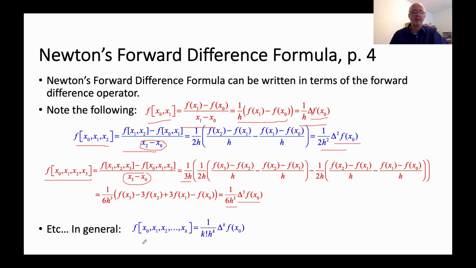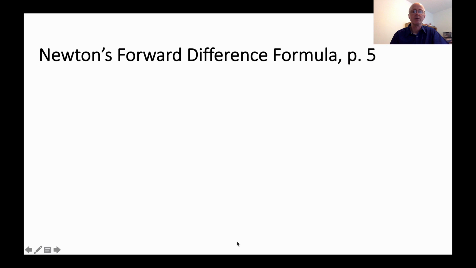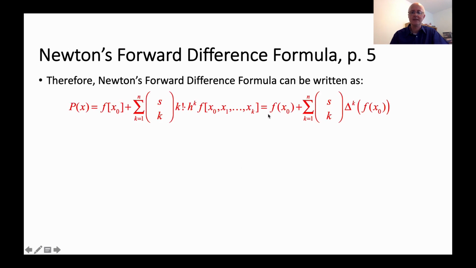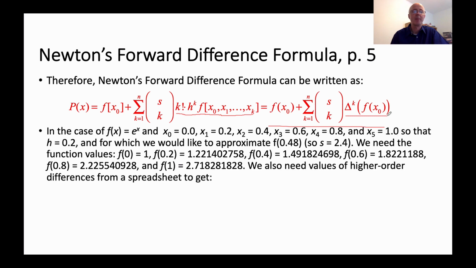In general, you can write this. And the way we're going to use this actually is to multiply both sides of it by k factorial and h to the k. And that's going to allow us to rewrite Newton's forward difference formula like this over here. Because I can replace k factorial times h to the k times this divided difference with delta to the k of f of x0. Okay? It's more compact, that's one nice thing about it. And if you've already got the forward difference operator numbers in a table in a spreadsheet, for example, it could be easier to implement as well.